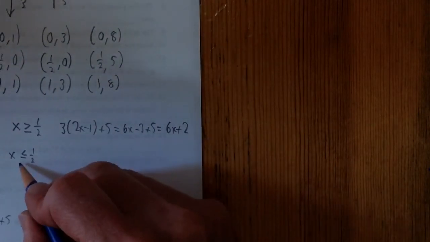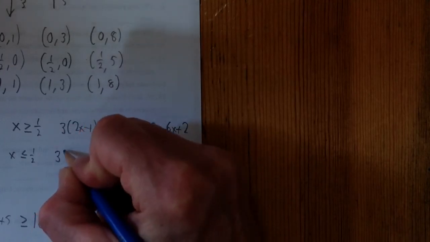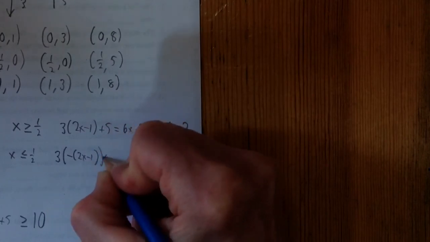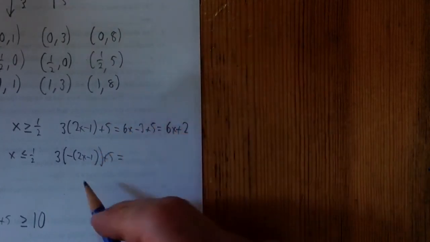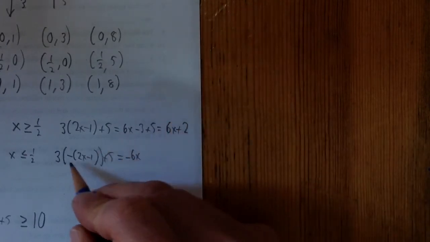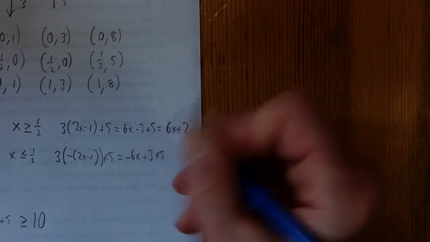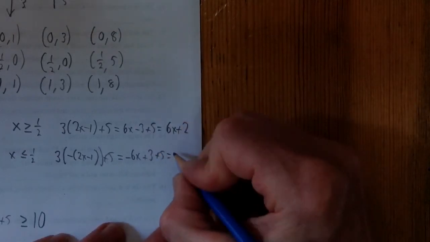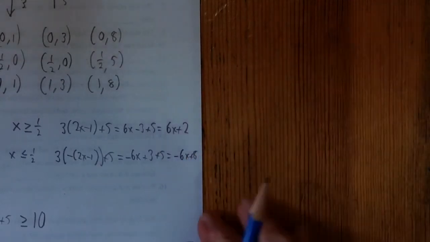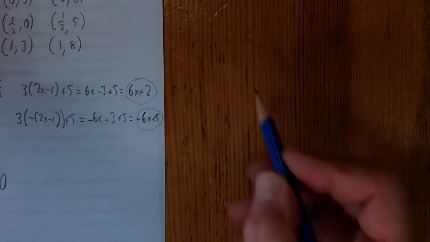Now when x is less than or equal to 1/2, then we make what's in the parentheses negative. So it's 3 times the negative of 2x minus 1, plus 5, which is 3 times negative 2x is negative 6x. Negative 1 is plus 1, so plus 3 plus 5. Or, and I'm running out of room, negative 6x plus 8. So that is our multi-part function, 6x plus 2 and negative 6x plus 8.